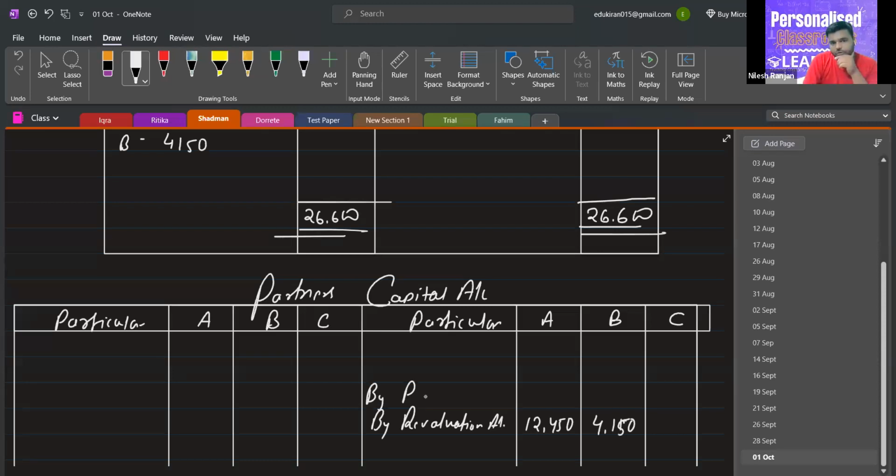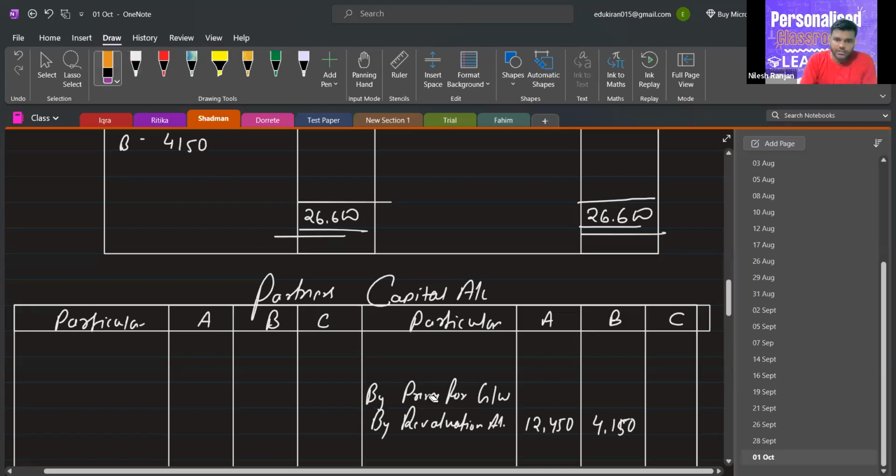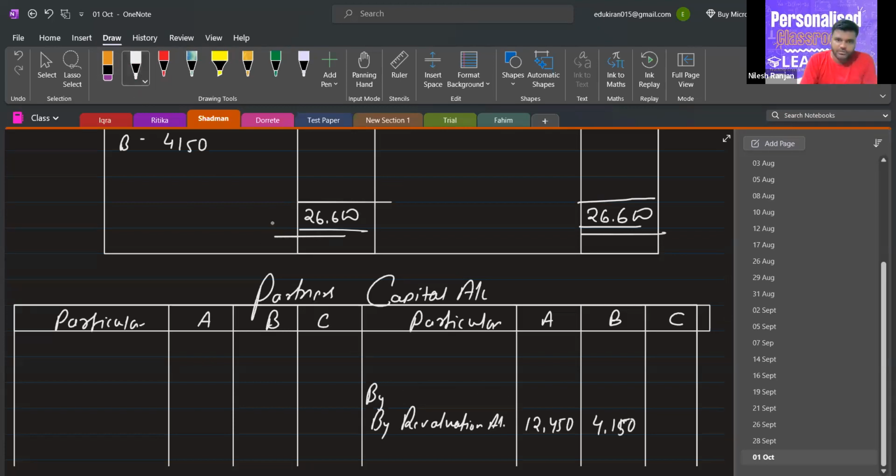So by premium for goodwill. Sir, why are we writing premium for goodwill? We can just write by goodwill. Actually, it is brought by the new partner. That's why it is called premium for goodwill. It means they are contributing. So we are transferring it to C's current account, because he is not bringing goodwill. There is nothing written for goodwill.